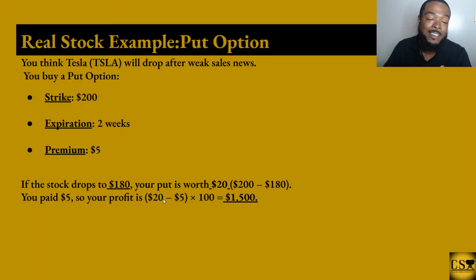So you paid $500, but because Tesla went down to $180 within that 2-week time period, you can buy this contract literally at 10 o'clock in the morning, and Tesla could drop from $200 to $180 by 10:30, and you make $1,500. That's the power of option trading. This is why people gravitate towards option trading.